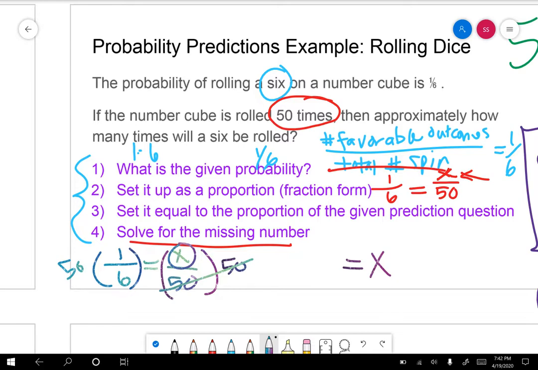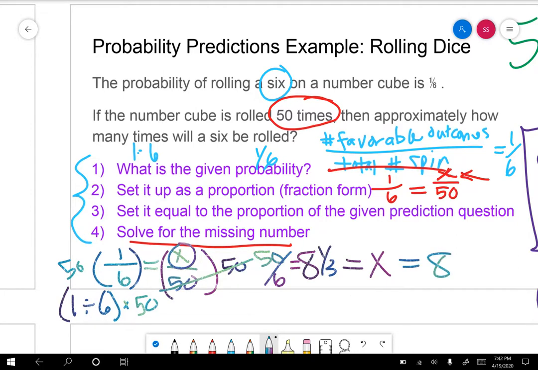Again, if you do this on the calculator, this is basically what you would type out: 1 divided by 6, and then times 50. Whoa, times 50. Okay, if you do that, you can either write it as the fraction 50 over 6, or you could write it as the mixed number 8 1/3. You could also write it as a decimal, 8.33. Okay, so that would be our answer.